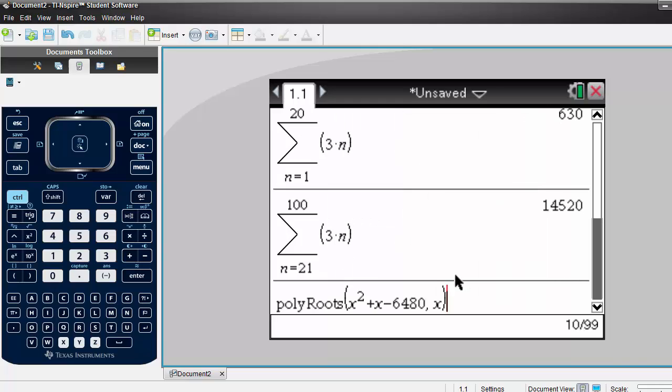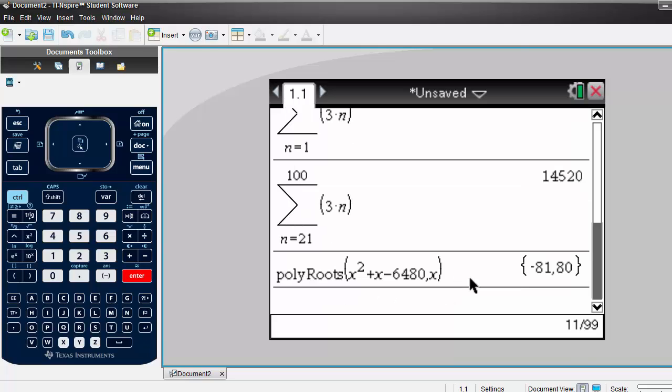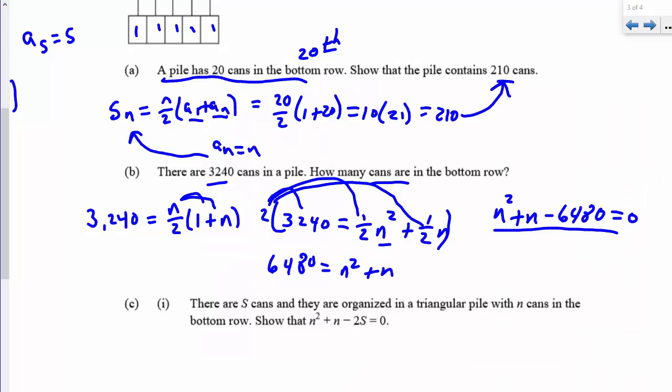Okay, so it's going to set up this polynomial. When I hit enter, it's going to give me 2 roots. The one I want is the positive one, so here we go. I'm going to use 80 instead of negative 81 because you can't have negative 81 cans or rows or anything. It has to be the positive, so it's going to be the 80. That's the answer that we're going to use.